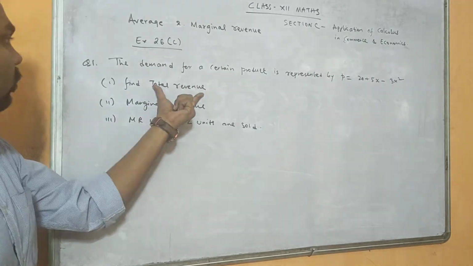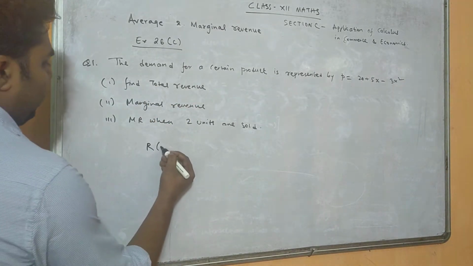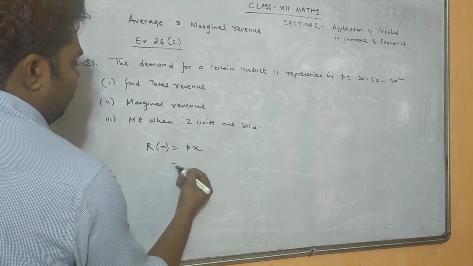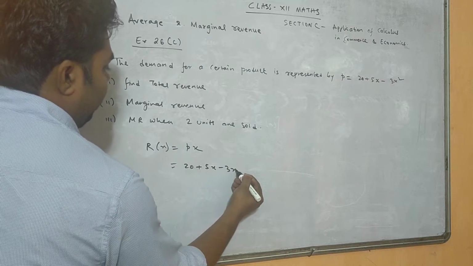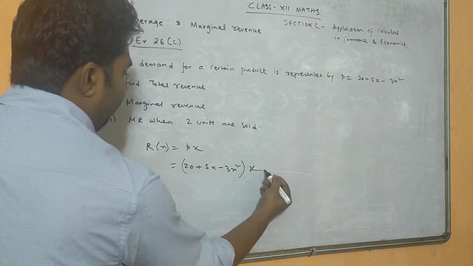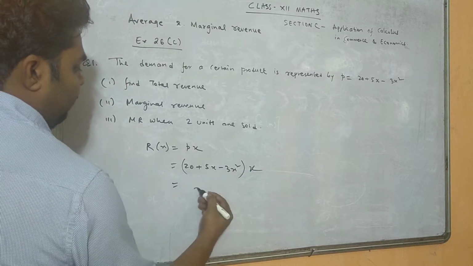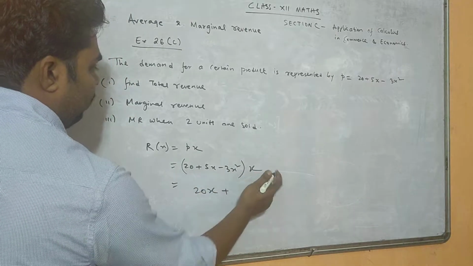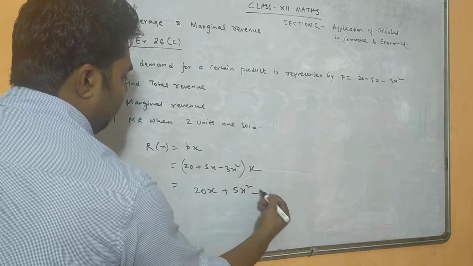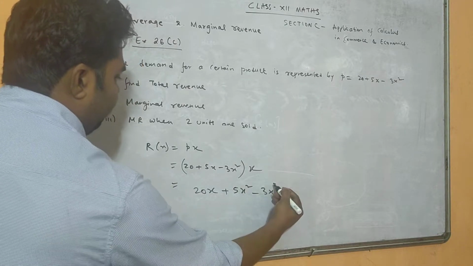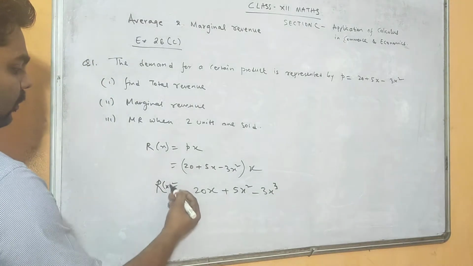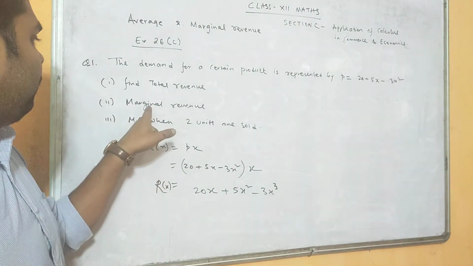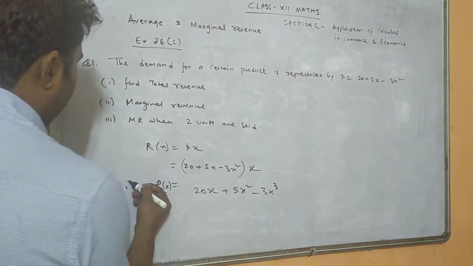In order to find the total revenue, we have just seen the formula R(x) equals P into x. So what is our P? P is given in the question, 20 plus 5x minus 3x square. We multiply by x. Now 20 multiplied with x is 20x. 5x multiplied by x is 5x square, minus 3x cube, right? So this is our revenue function. Point number 1 answer is this, right?